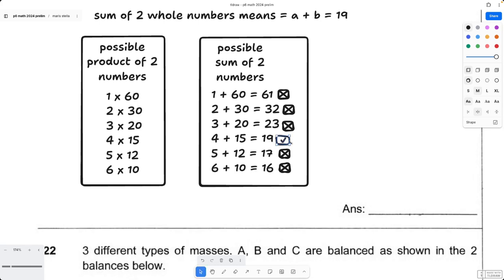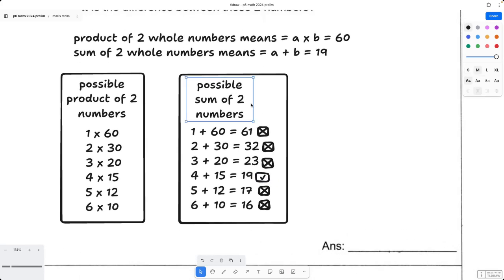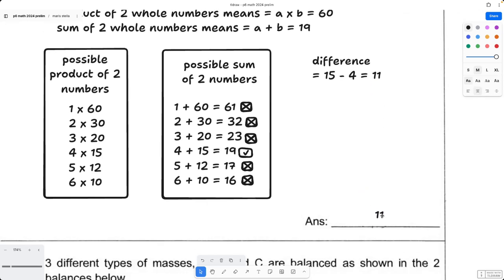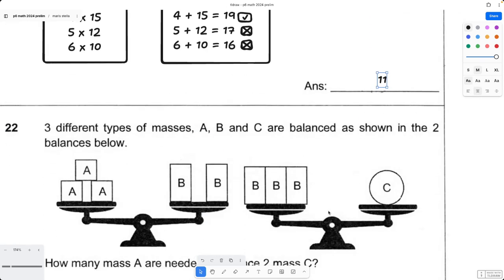Now with this, we need to get the difference. The difference is equal to 15 minus 4, which equals 11. So that's the answer. The answer is 11. Okay, there you go. All right, let's move to the next question.